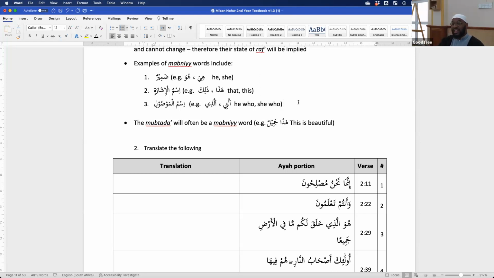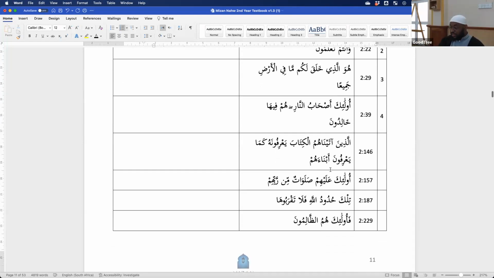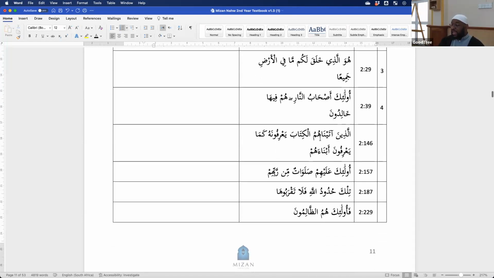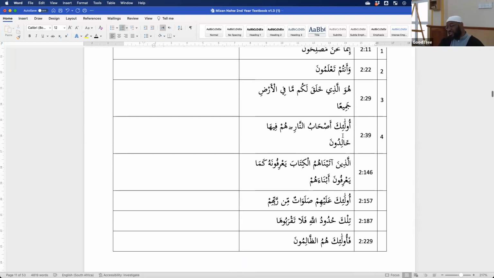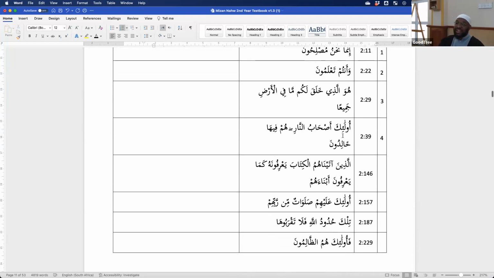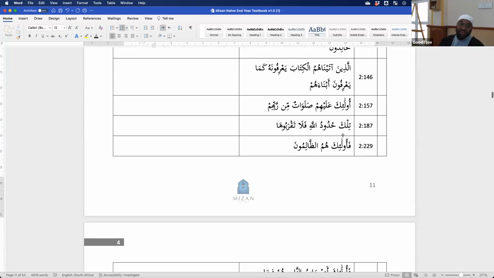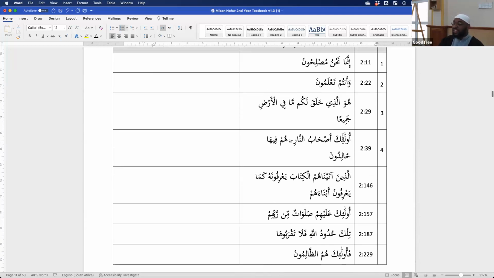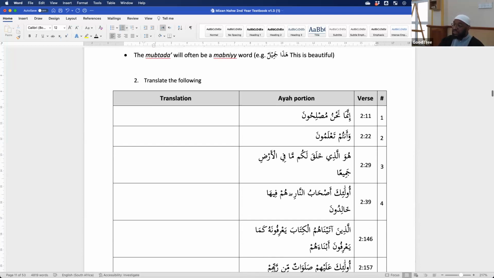الذي ذهب إلى المدرسة. The one who went to the school. The difficulty with the Ismul Mawsul is that, for example, الذين آتيناهم الكتاب, it is a mubtada, but it's also not a mubtada. And I think you can get the feeling of that. It doesn't quite feel like a mubtada. But for the purpose of these notes, it's a mubtada to some extent.